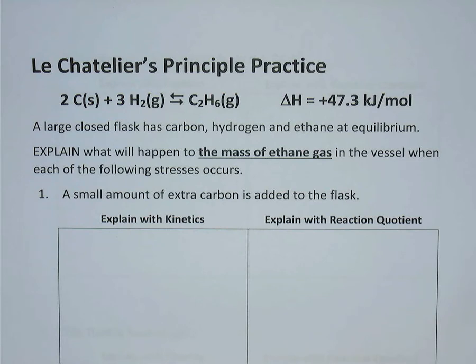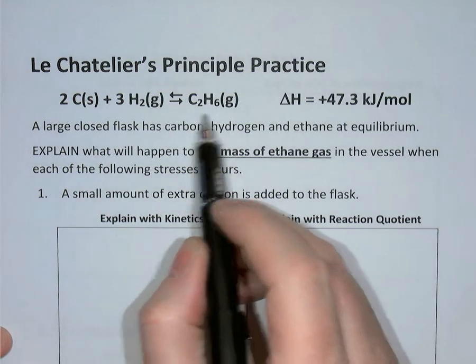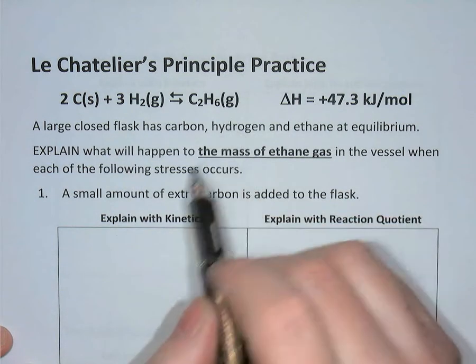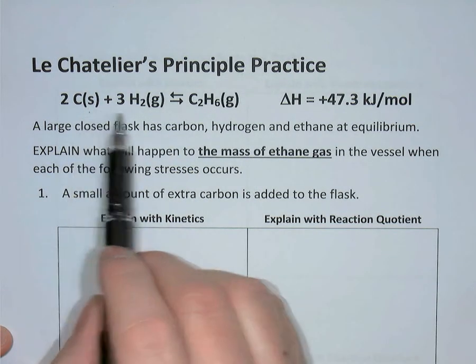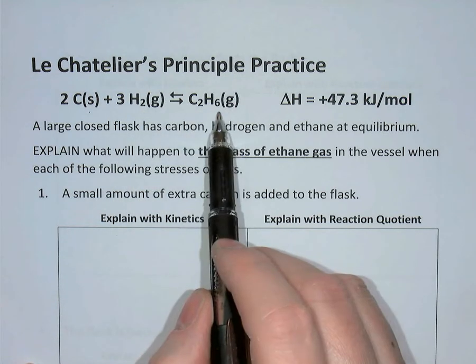All right, in this Le Chatelier's principle problem, we're going to look at several different stresses for this equilibrium, and we're going to try to explain what happens to the amount of ethane gas, the C2H6, in a vessel when we perform various stresses. So we notice here in this chemical reaction that we see a solid carbon reacting with gaseous hydrogen, and it produces gaseous ethane gas.